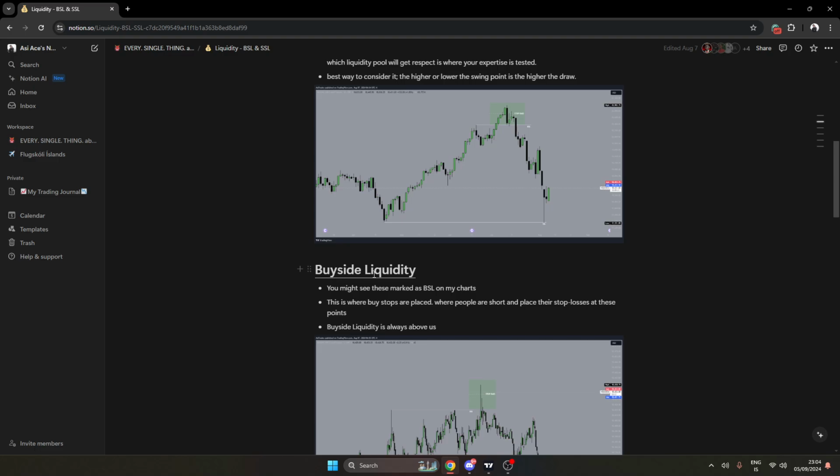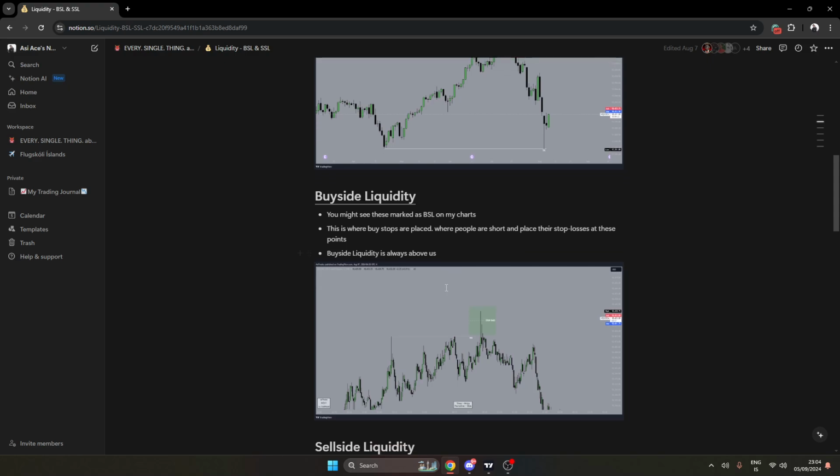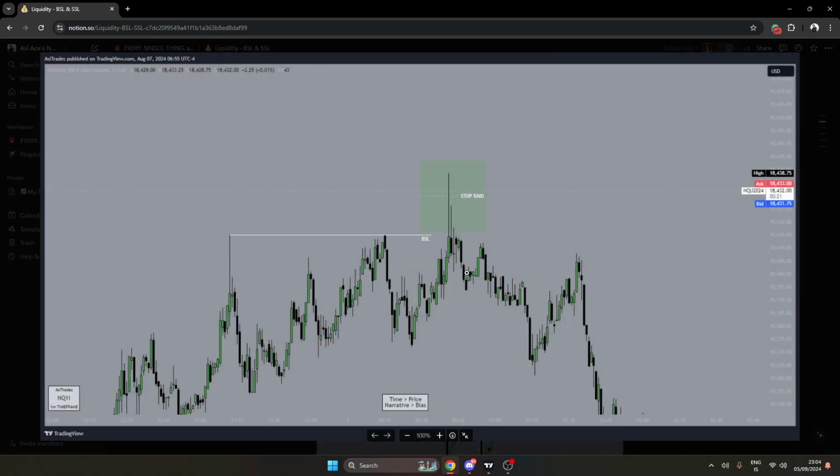Now, buy side liquidity. You might see this marked as BSL on my charts. This is where buy stops are placed, where people are short and place their stop losses at these points. Buy side liquidity is always above us. Sell side liquidity. Actually, let's take a look at this video.